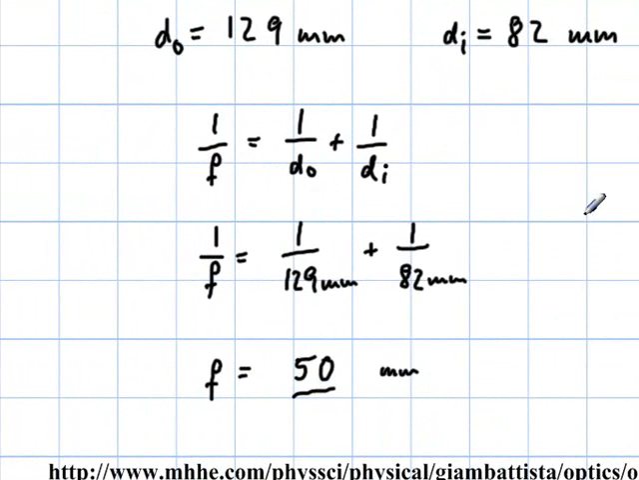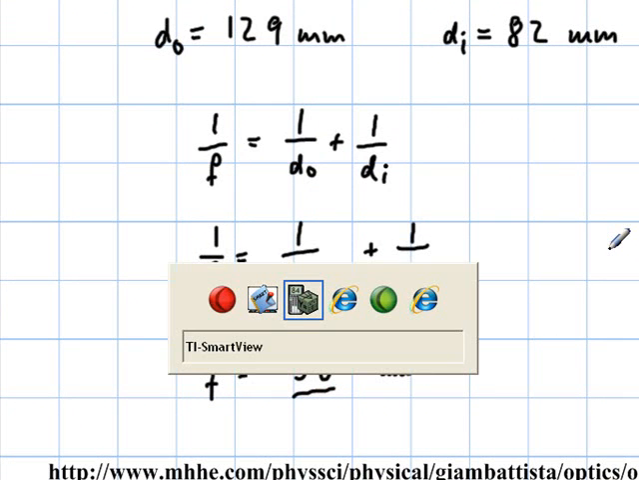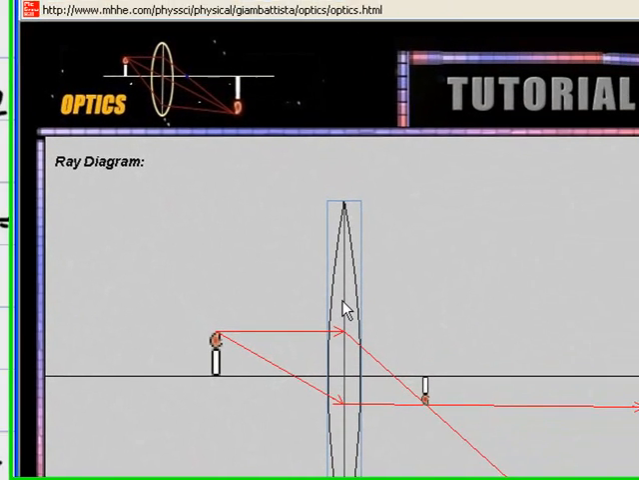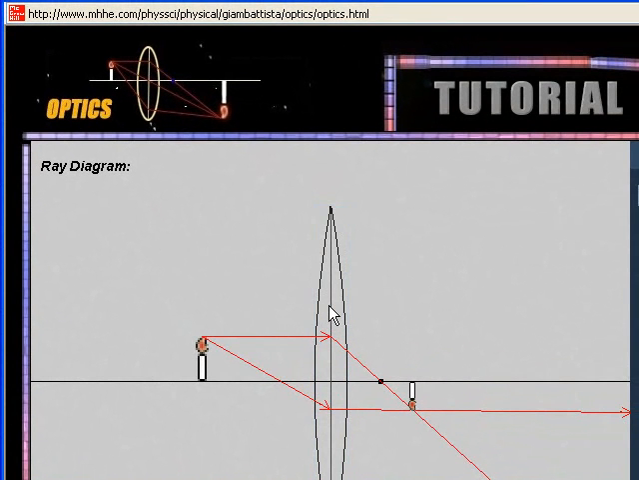And now when I check the applet and click on the lens here, then you see towards the bottom it does say 50 millimeters is the focal length.